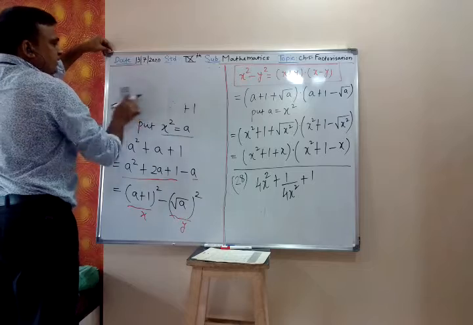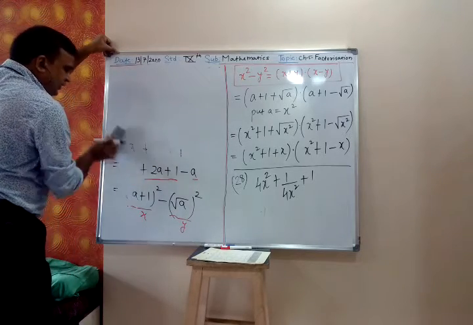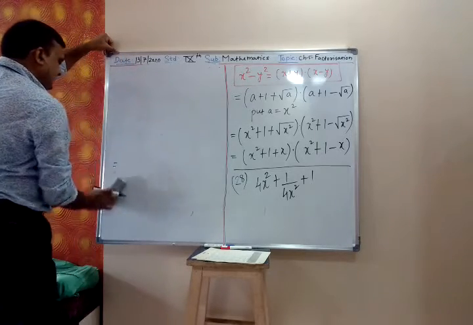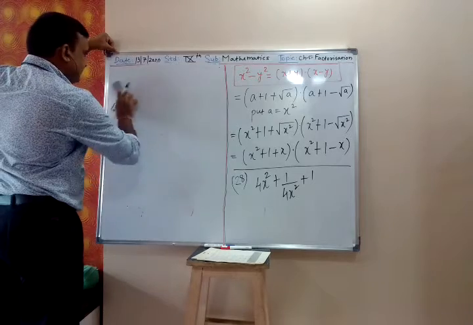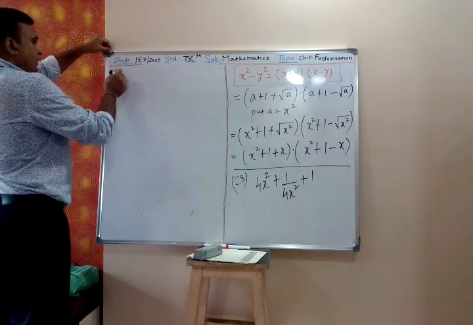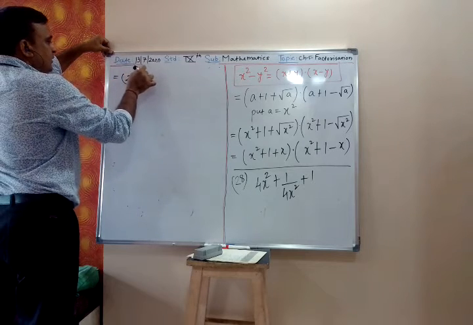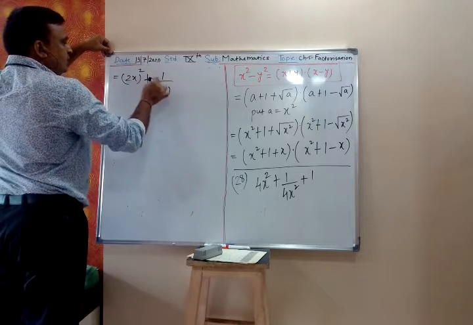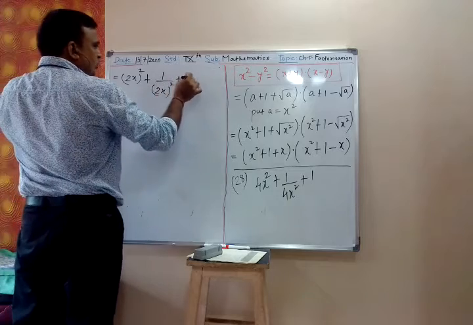We have solved by using a substitution method. So 4x square plus 1 upon 4x square plus 1. 4x square I can write 2x whole square, plus 1 upon 4x square again I can write 2x whole square plus 1.